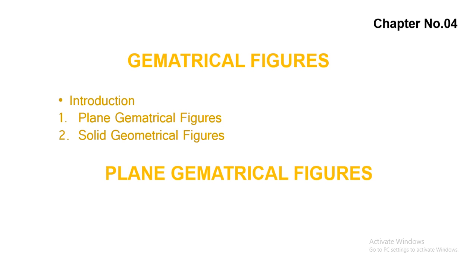Second topic is plane geometrical figures or shapes. Number one is point. What is a point? A point that is not measured is called a point. Second is line. The path connecting two points is called a line. All geometrical shapes are made up of lines and points.